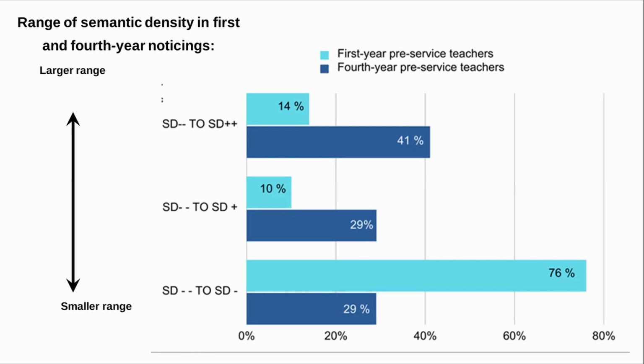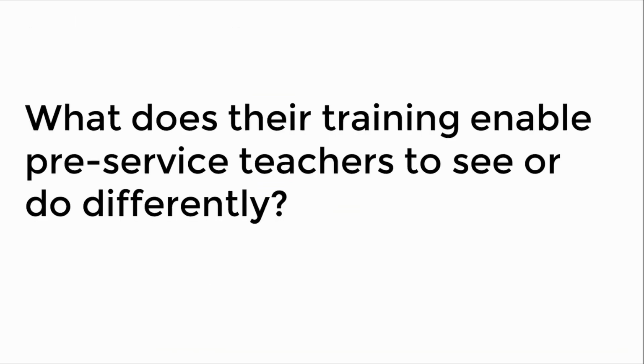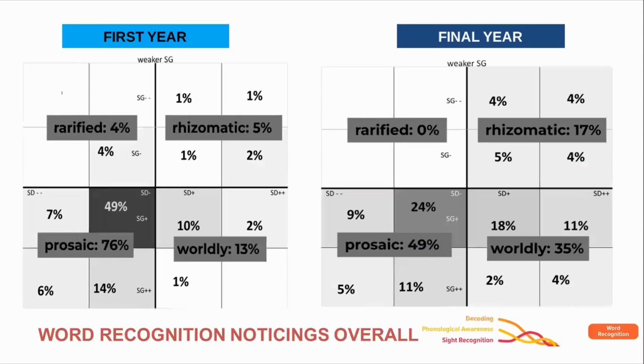And so how I did that was I plotted the strengths of semantic gravity and the strengths of semantic density on a semantic plane. Okay. And this is something that the more I work with it and the more I read it and understand it, the better I get at speaking about it. But as you can see, these are all the word recognition noticing.